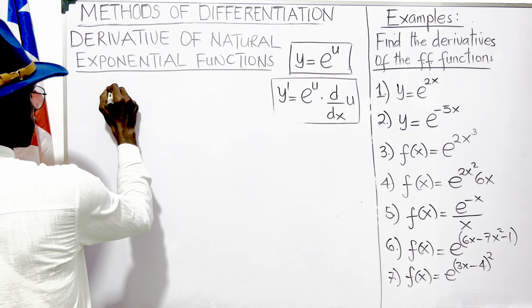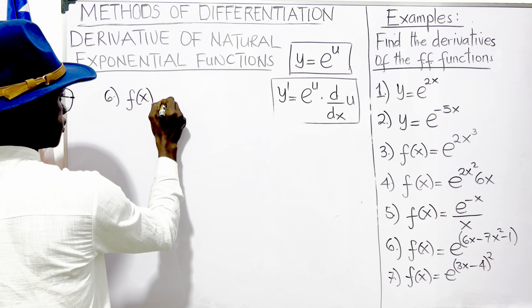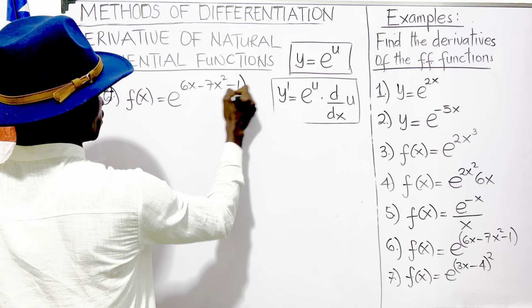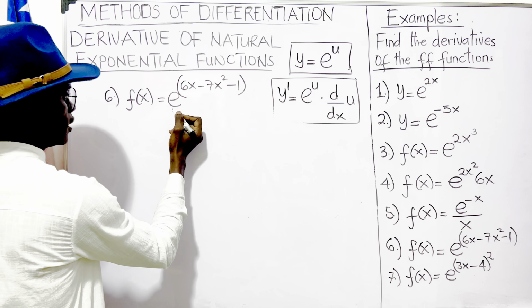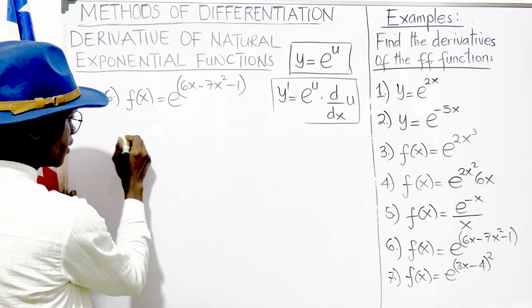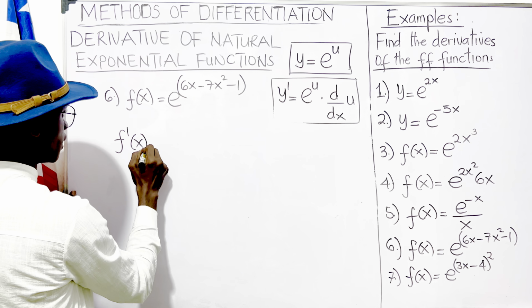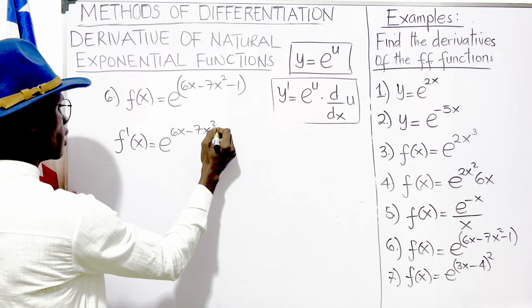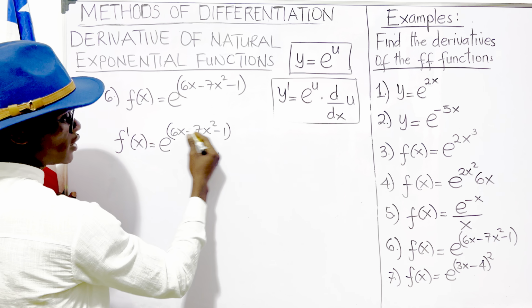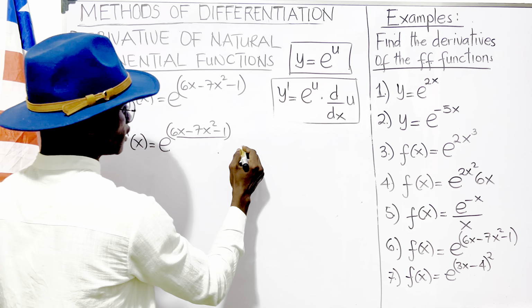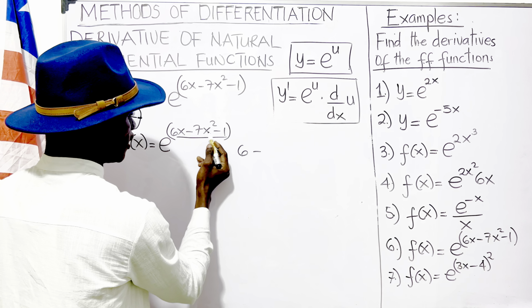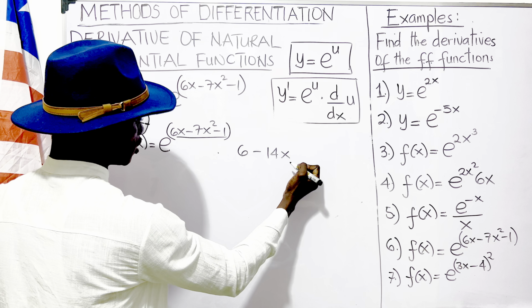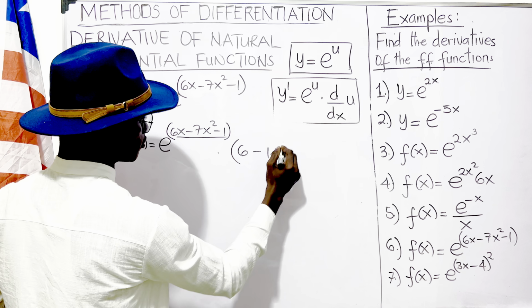So question 6, we have f of x is equal to e raised to the power 6x minus 7x squared minus 1. Again, an exponential function. To find its derivative, f prime of x is just equal to e raised to the power 6x minus 7x squared minus 1, and then we differentiate the power. The derivative of 6x is just 6. The derivative of 7x squared: 2 times 7 is 14 x, subtract 1 from the power is just 1. And the derivative of 1 is equal to 0.